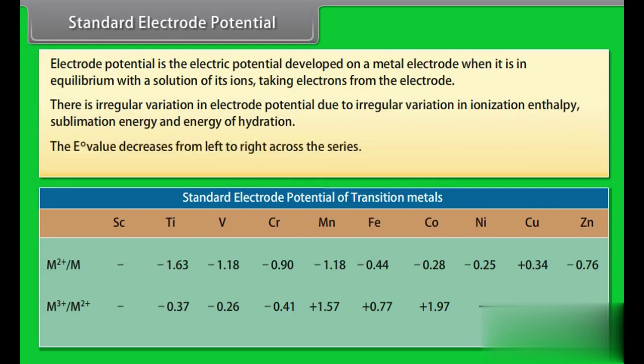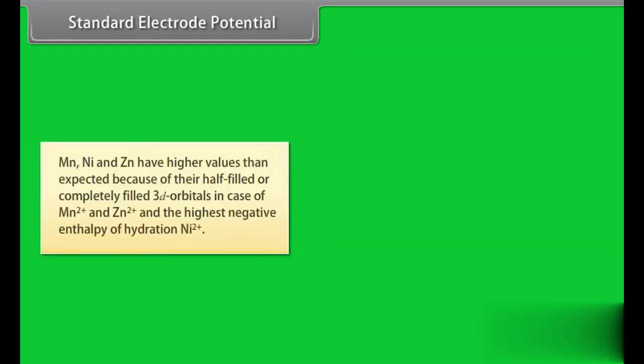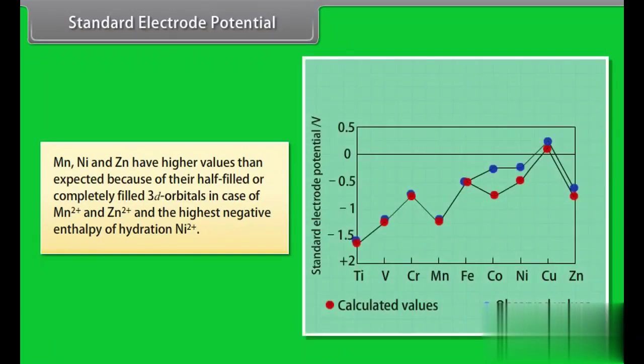The E0 value decreases from left to right across the series. Manganese, nickel, and zinc have higher values than expected because of their half-filled or completely filled 3d orbitals in case of Mn2+ and Zn2+, and the highest negative enthalpy of hydration for Ni2+. Reducing properties.